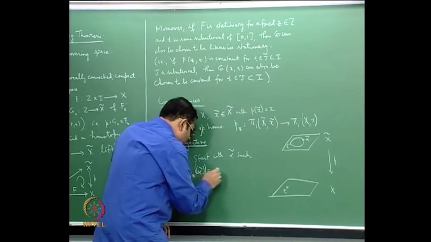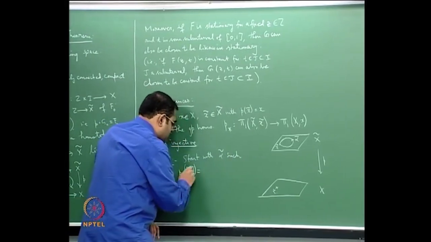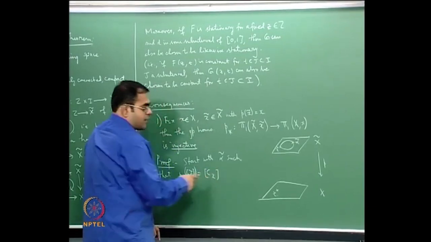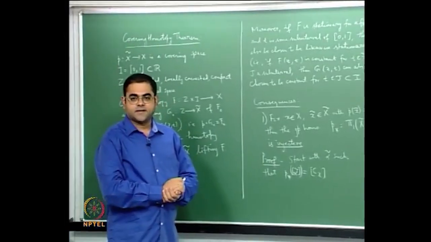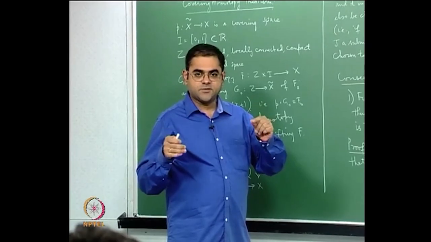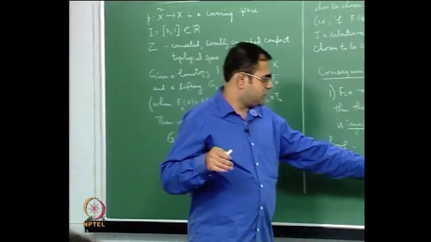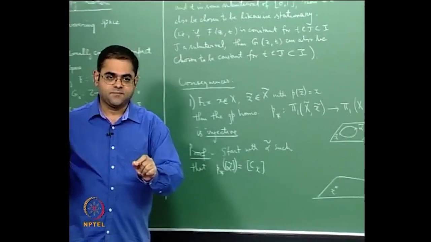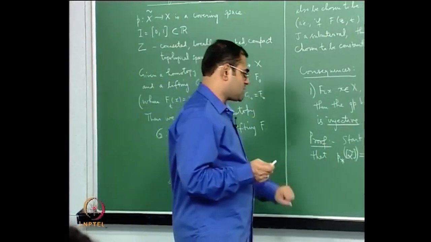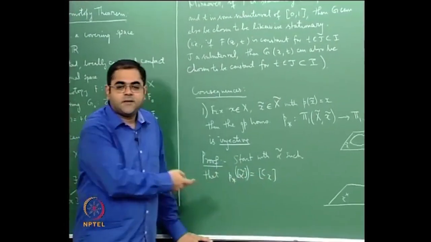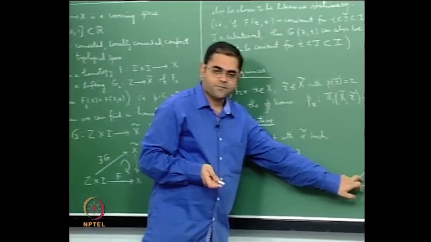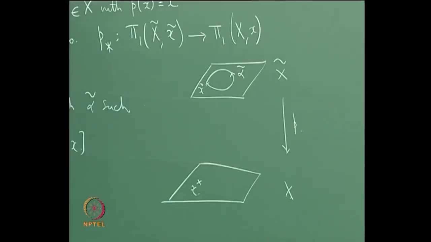So let P lower star of alpha tilde be Cx. When I put Cx, what I mean is the constant path at x, namely the map from the closed unit interval to the point x. That is also by definition a path. The image is just a point. So it's called the constant path, and that is going to be the unit element, the identity element for the group below. So suppose this is true.